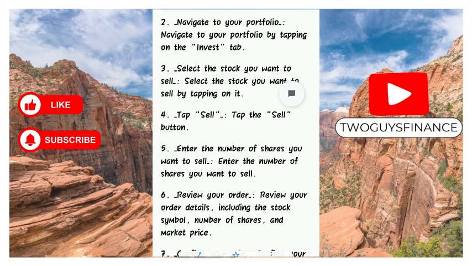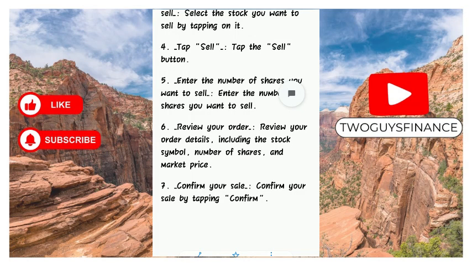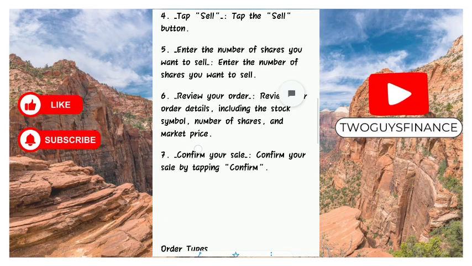You need to review your order details, including the stock symbol, number of shares, and the market price, and then just confirm your sale by tapping confirm.